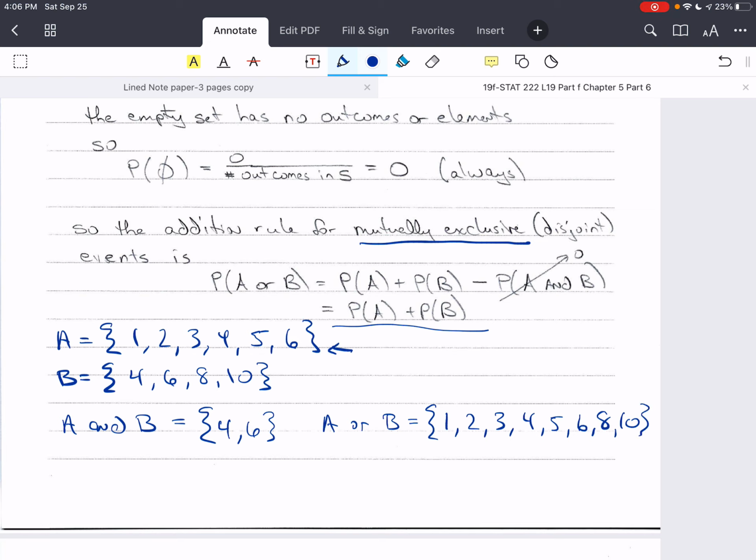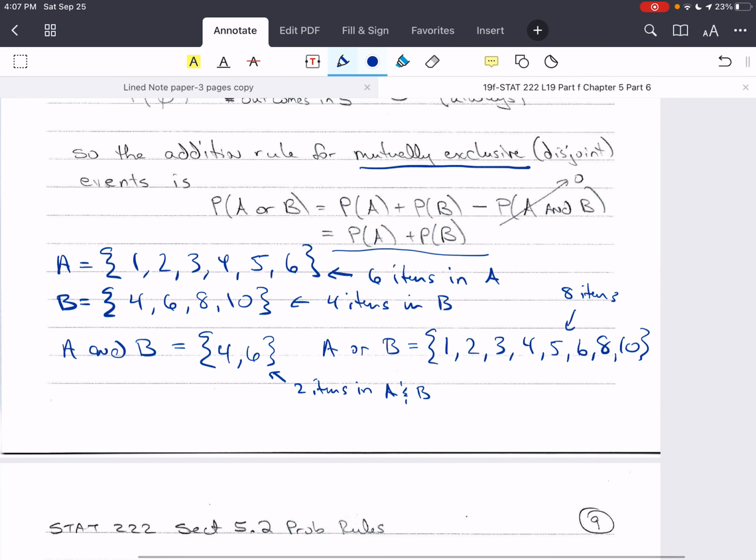Now here there are 6 items in A. There are 4 items in B. There are 2 items in A and B. There are 8 items in A or B. So I've got the first 6, 1 through 6, and then this is 7, this is 8.